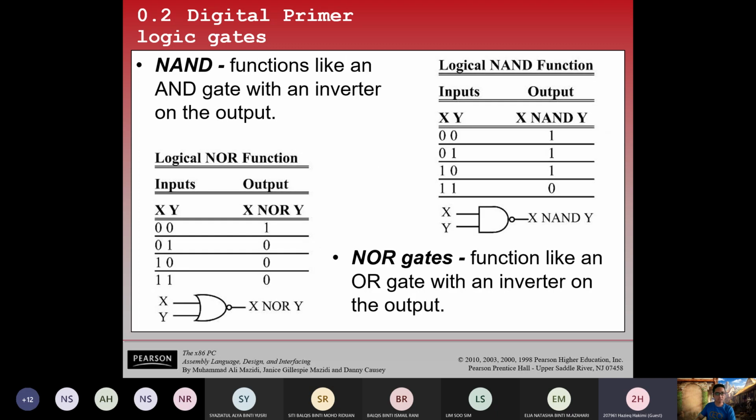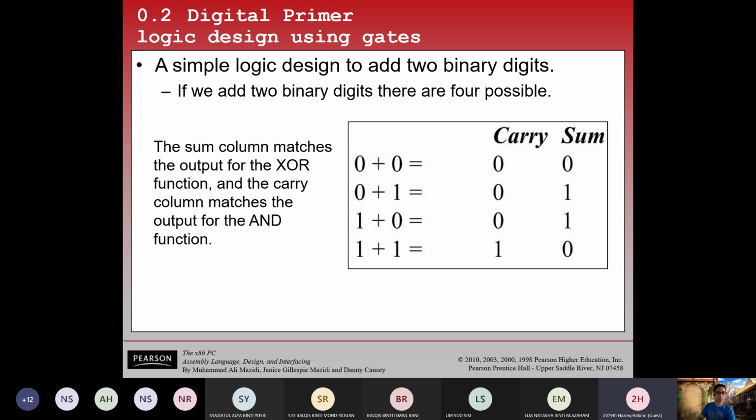And we have the NAND function. The NAND function is the inversion of AND. So whenever both inputs are 1, it becomes 0. Other than that, it becomes 1. NOR gate is actually the inversion of OR. So when both inputs are 0, it becomes 1. Other than that, it becomes 0.